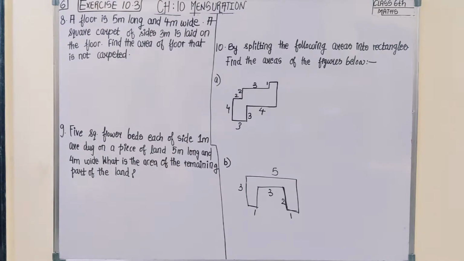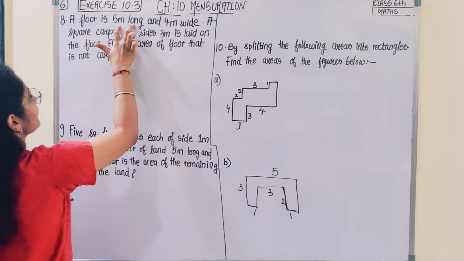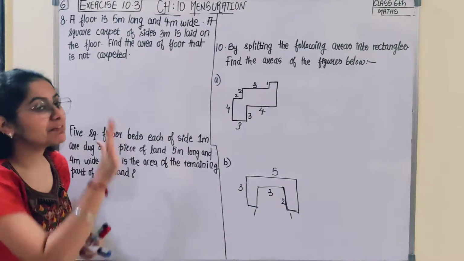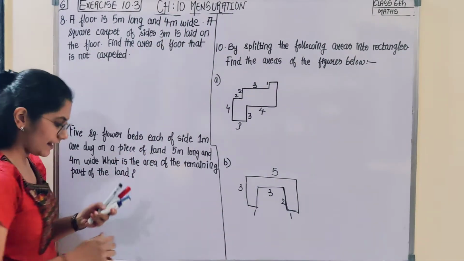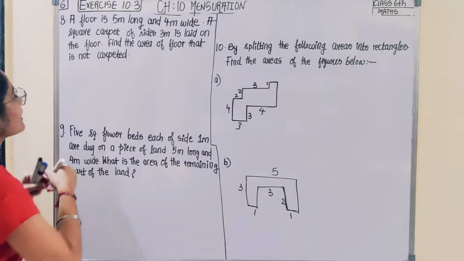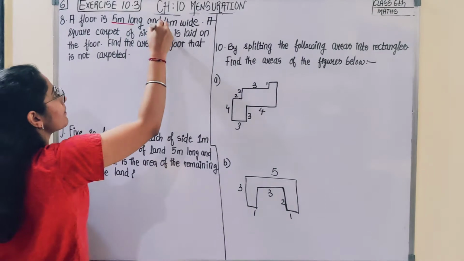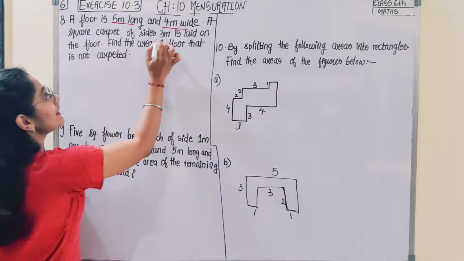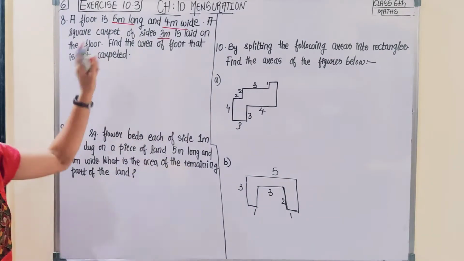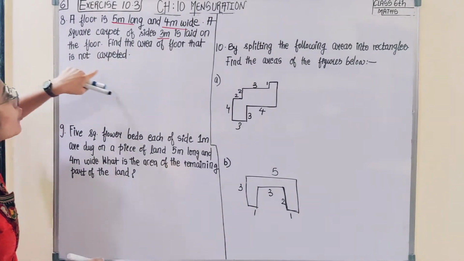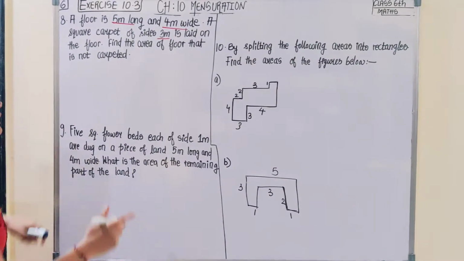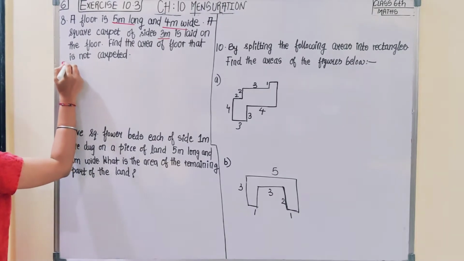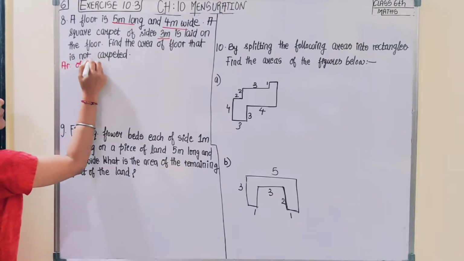Okay, 8th question. A floor is 5 meter long and 4 meter wide. That means the floor is rectangular in shape. A square carpet of side 3 meter is laid on the floor. Find the area of floor that is not carpeted. Okay, so we have to first calculate the area of floor.